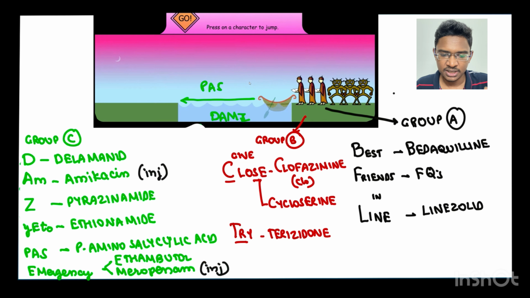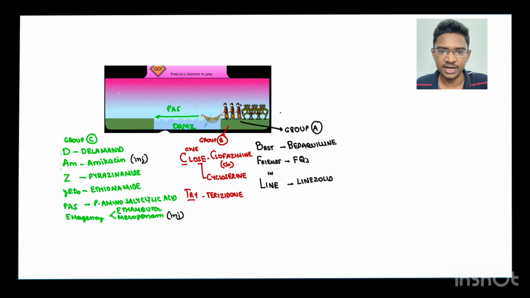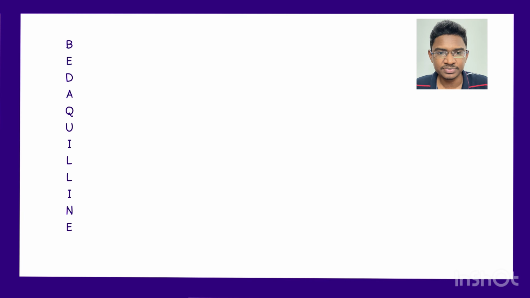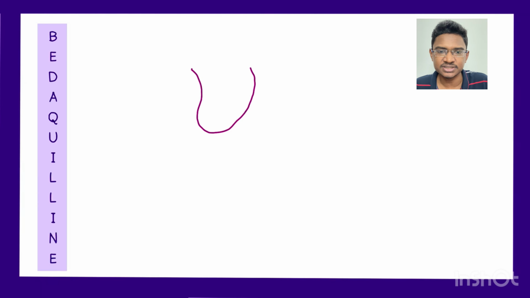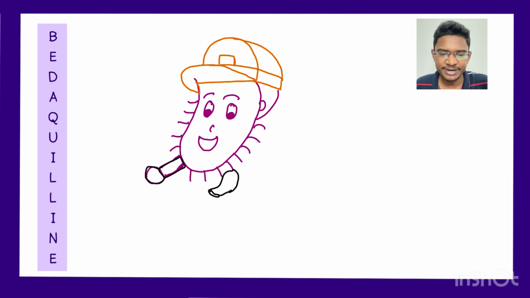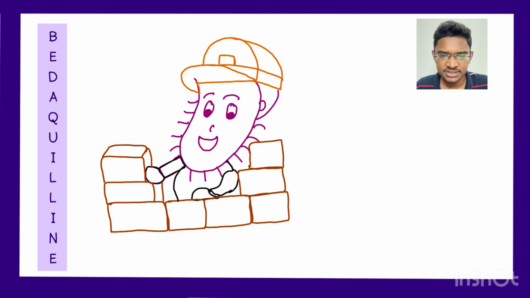So this is the whole general groups of drugs used in drug resistant tuberculosis. Now let's see the most important drugs, the most latest developed drugs in this regimen. 2 drugs, one is bedaquiline, the another is delamanid. So what is this bedaquiline? See, this drug, what it does was, this is the TB bacilli trying to build the cell wall using mycolic acid. So it needs energy, which is the ATP.